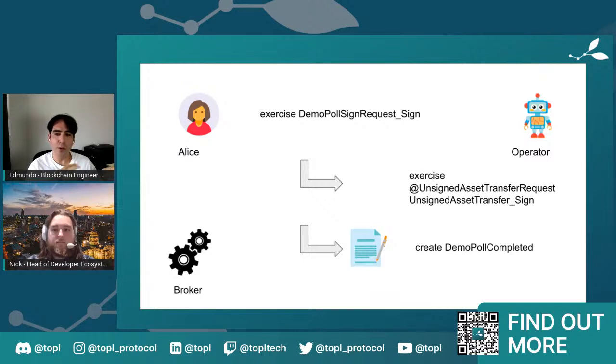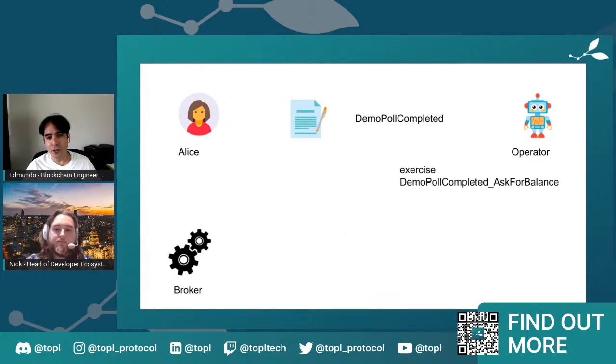And the broker will answer to us using another contract. So we are basically archiving, that's the technical word, archive a contract. So when the contract is not used anymore, it becomes archived and inactive. So here we have the demo poll completed.